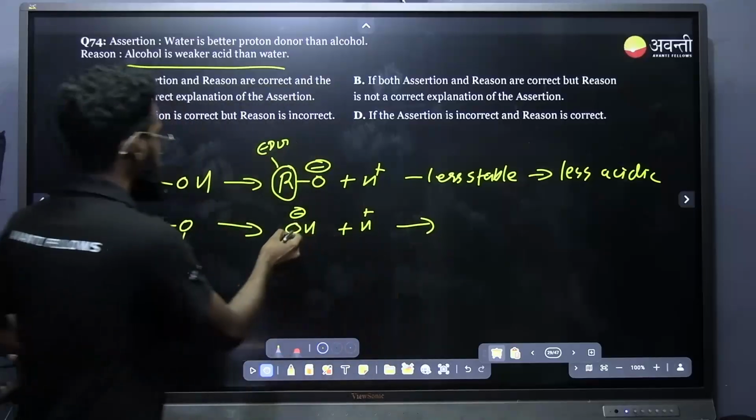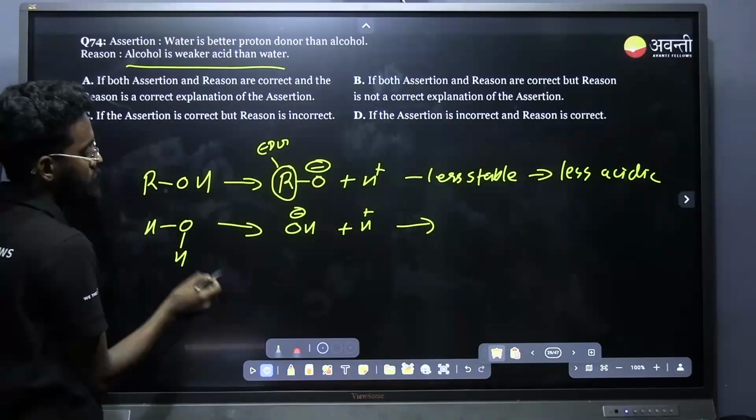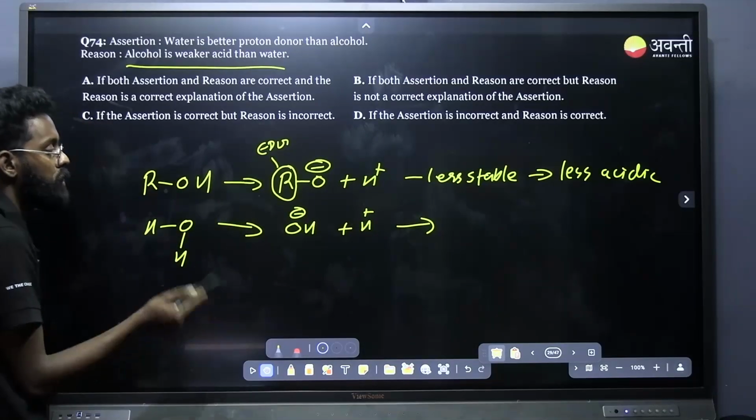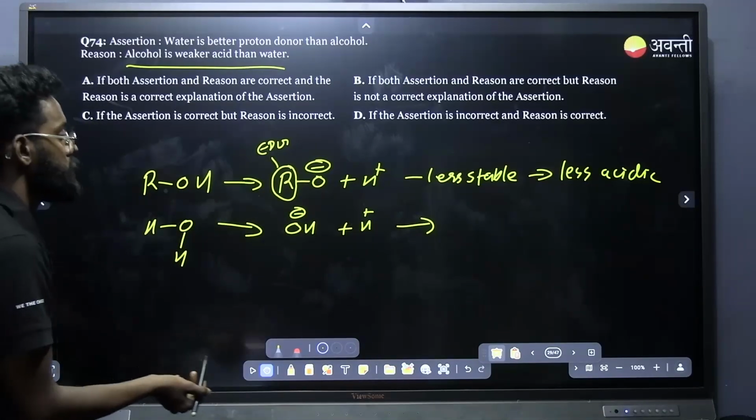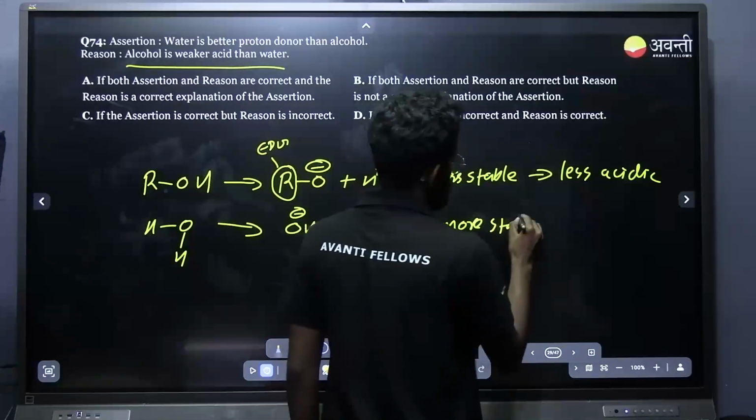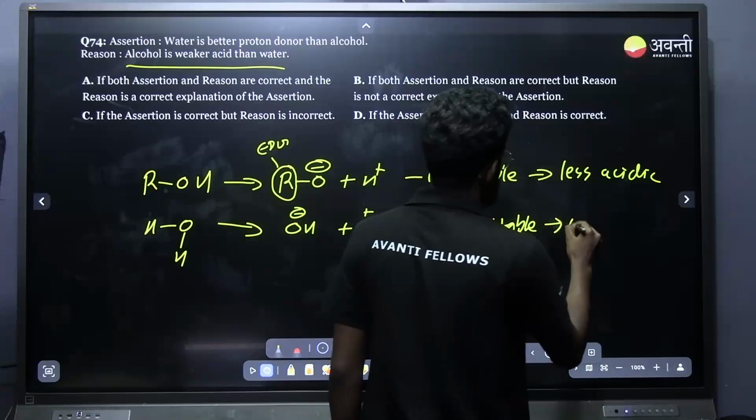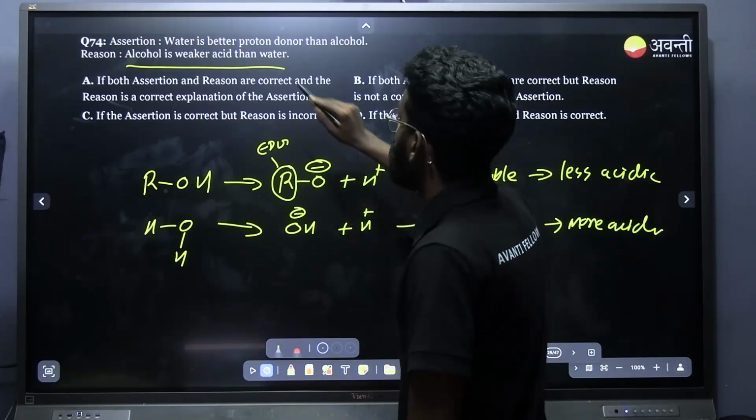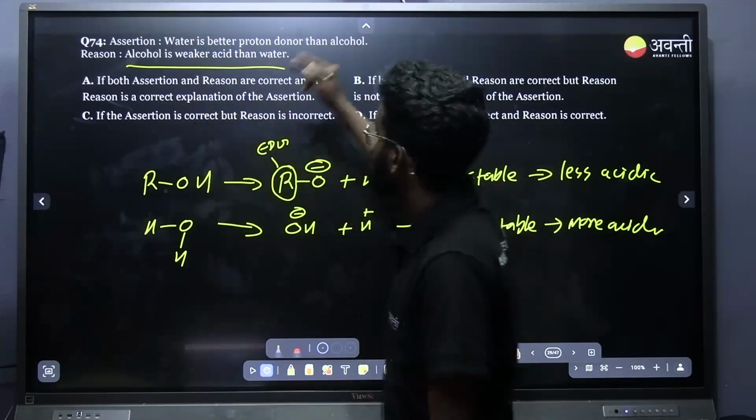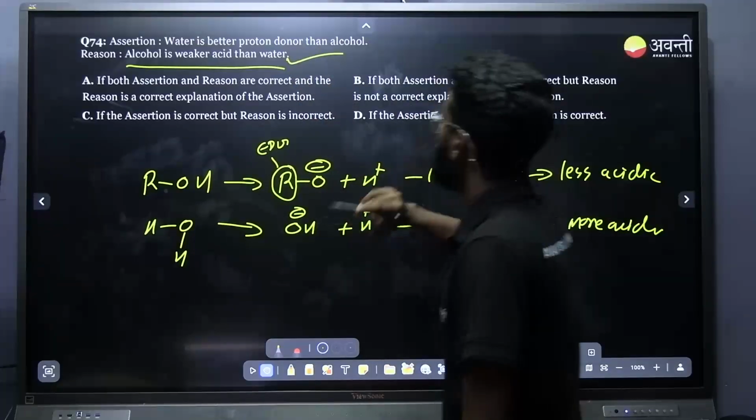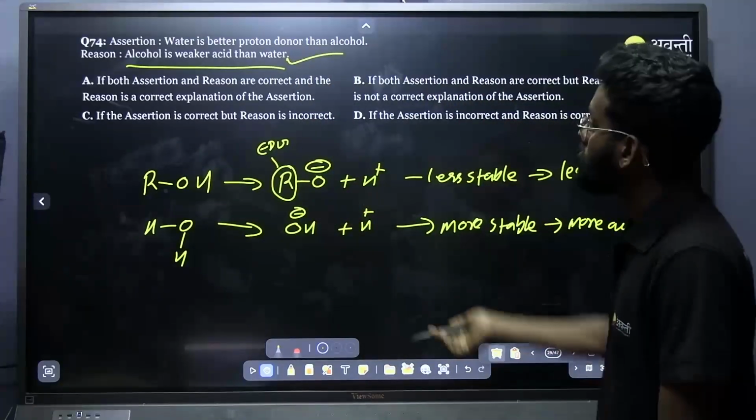Here the negative charge is present on oxygen. A negative charge is more stable if it is present on a more electronegative atom. So this conjugate base is more stable and it is more acidic. So I can say water is more acidic than alcohol, which means alcohol is a weaker acid than water. It is correct. Okay, what is the reason?